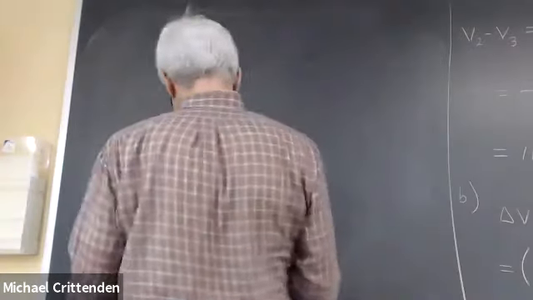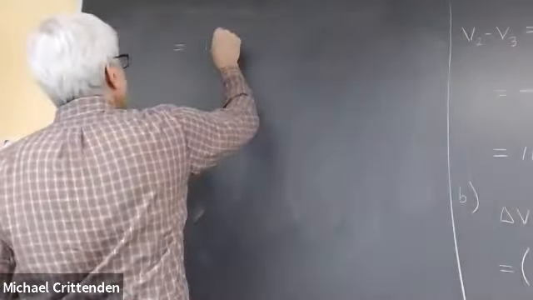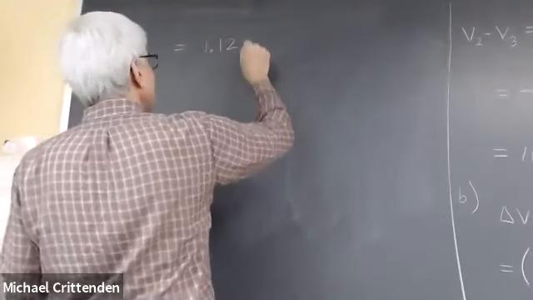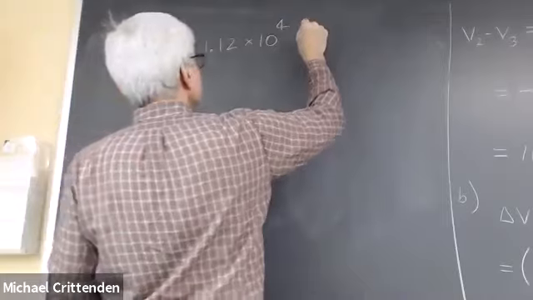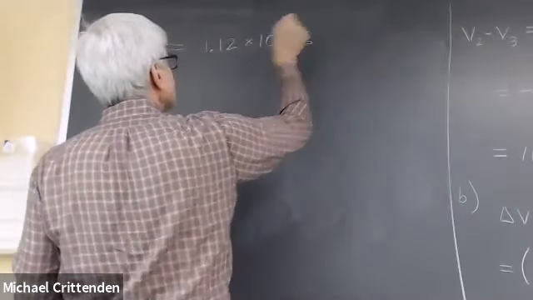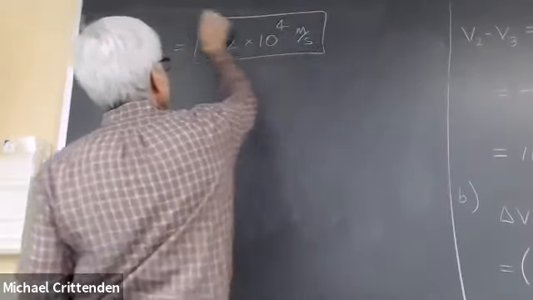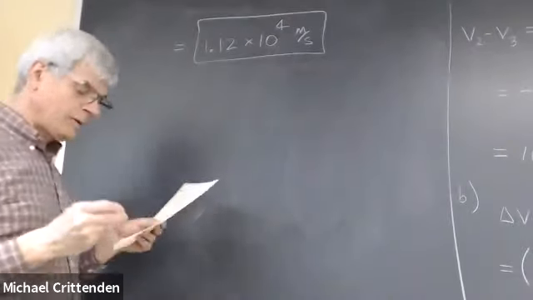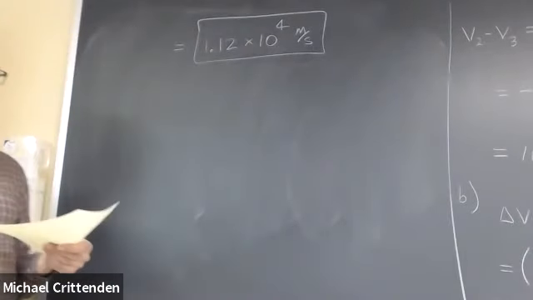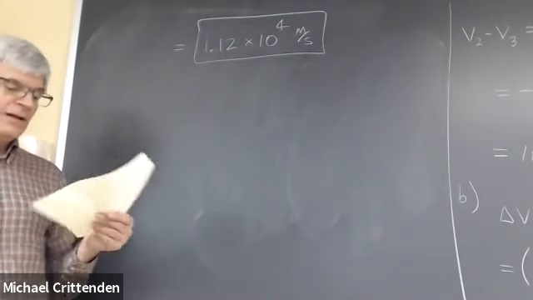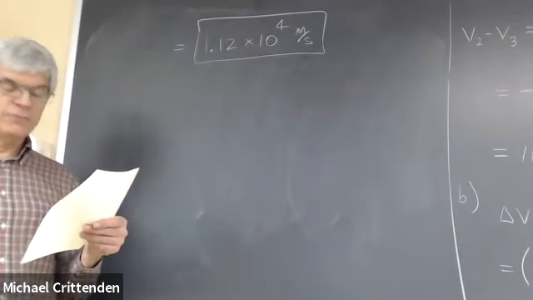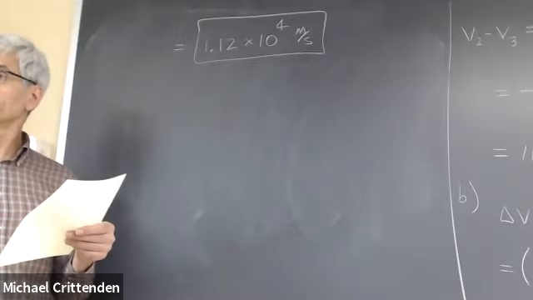And it comes out 1.12 times 10 to the fourth meters per second, which might be more meaningful to some of you in miles per hour. That's very close to being 25,000 miles an hour.